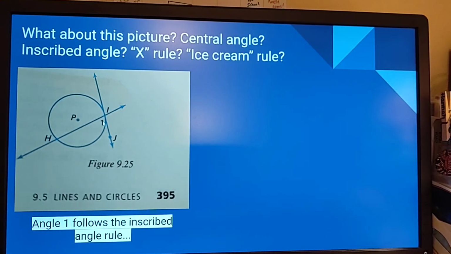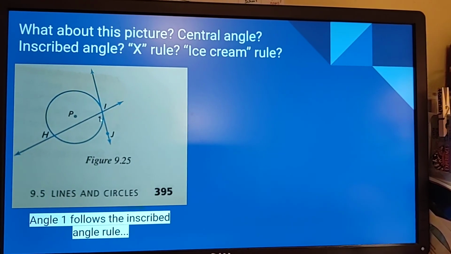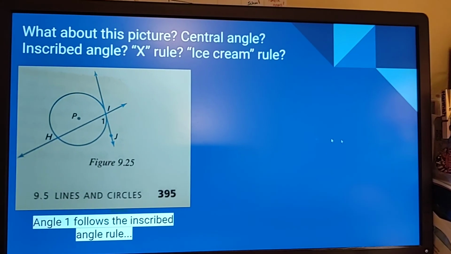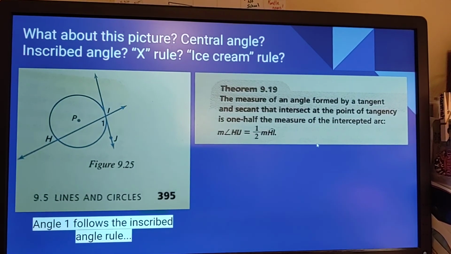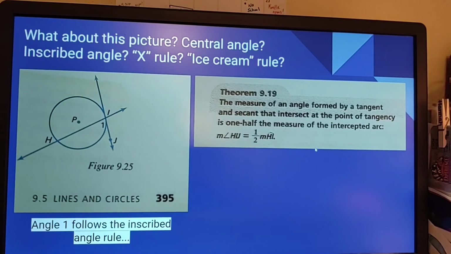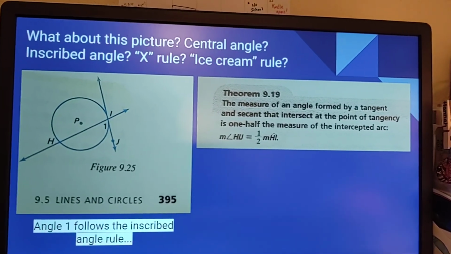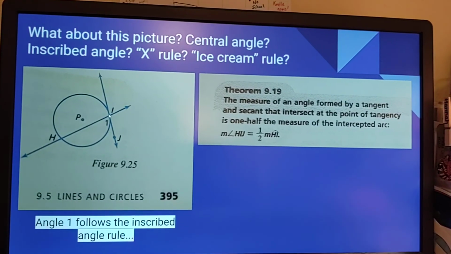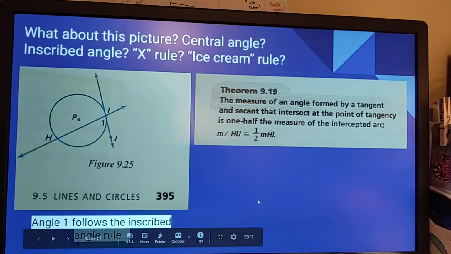But angle 1 is actually going to follow that inscribed angle rule, just like the previous slide, because the vertex is on the circle. Now, I don't want you to be confused because it is formed by a tangent and a secant. I know we typically talk about the ice cream rule when we talk about tangents and secants coming in. I want you to really focus on where the vertex is. The vertex is on the circle, so it follows the inscribed angle rule.